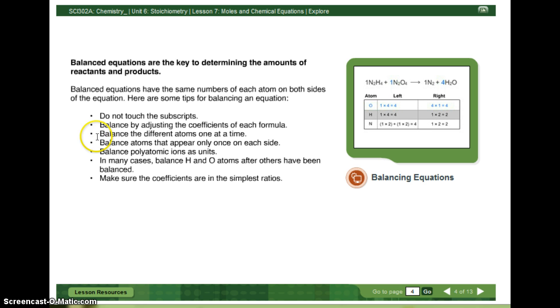Balance the different atoms one at a time. Balance atoms that appear only once on each side. Balance polyatomic ions as a unit. In many cases, balance hydrogen and oxygen atoms after others have been balanced, because those just tend to magically work out. And make sure the coefficients are in the simplest ratios.